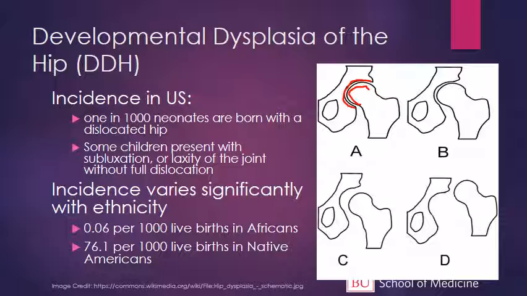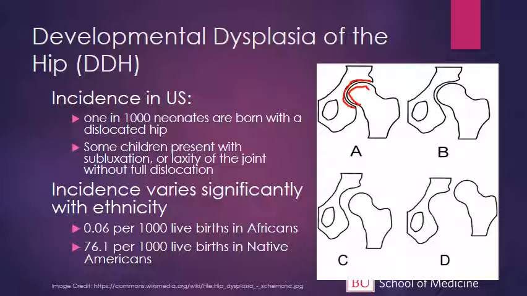However, as stated before, incidence varies significantly with ethnicity. At the low end of the spectrum, studies show incidence in African nations to be 0.06 per 1,000 live births. This ranges up to the high end of incidence in Native Americans, with studies showing as high as 76.1 per 1,000 live births. On average, 1 in 1,000 neonates are born with a dislocated hip.